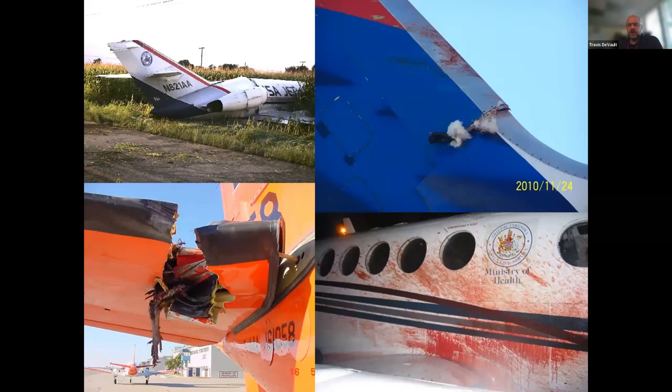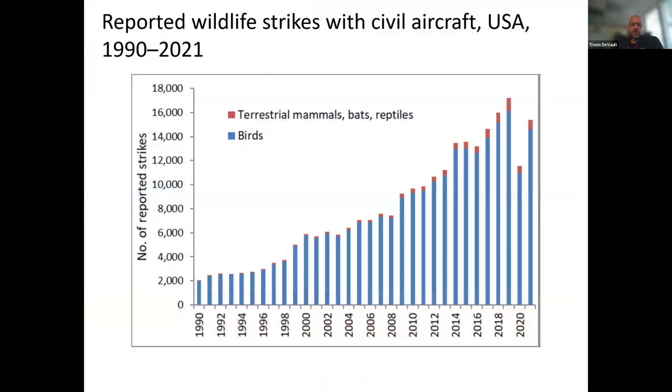I'm guessing most of you on this webinar are aware that aircraft occasionally hit birds, and occasionally that can be really bad for the people on board. You've probably all seen the pictures of what happens when birds and aircraft collide. But I think what a lot of people don't really understand about bird strikes with aircraft is just how common it is. Because of the number of flights that occur every day in the United States, the likelihood of any particular flight being impacted by a bird strike is pretty low.